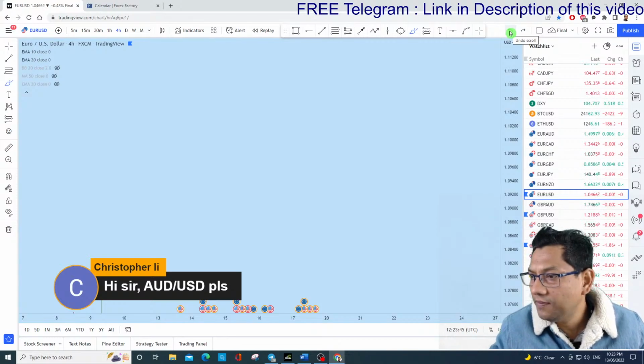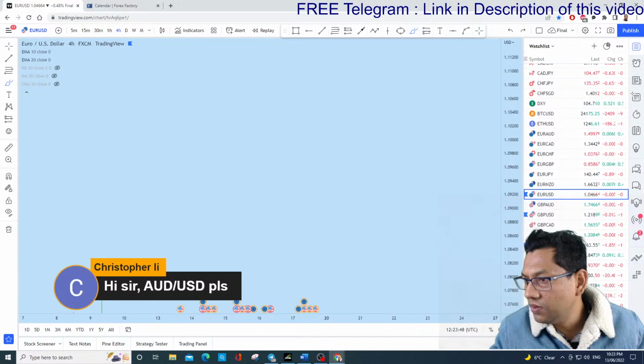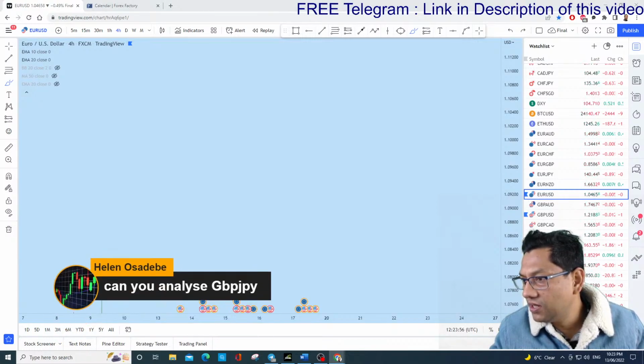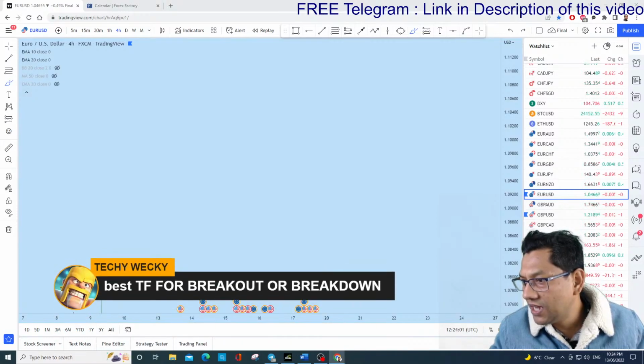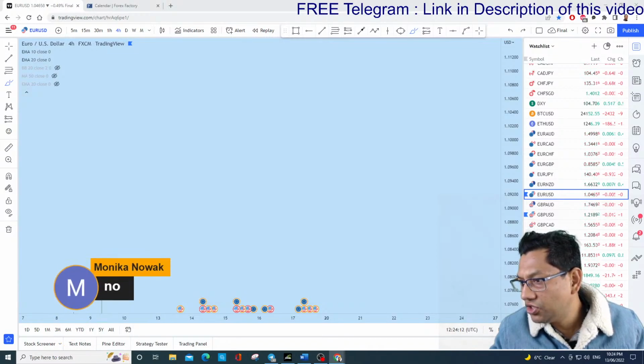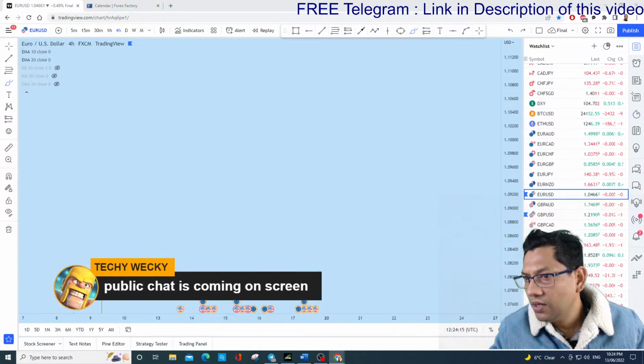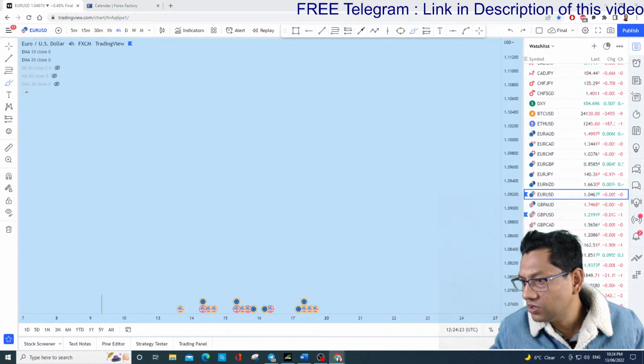So let's see what's next. Helen, USDJPY, there seems to be a picture cover. Okay, GBPUSD, or best time frame for breakout or breakdown. Techie Wiki asks for a best time frame for breakout or breakdown. Monica, no, thank you. Techie, public chat is coming on screen. Yeah, I'm okay. Sam, Sunny, no picture on the screen. Alexander, it's all good, thank you.